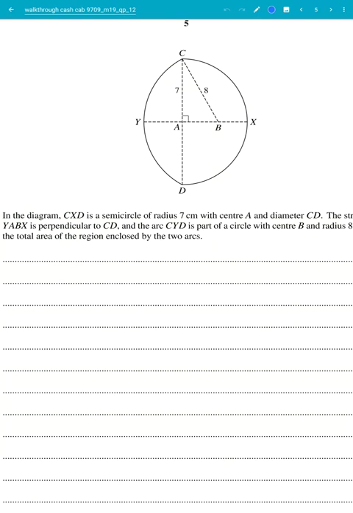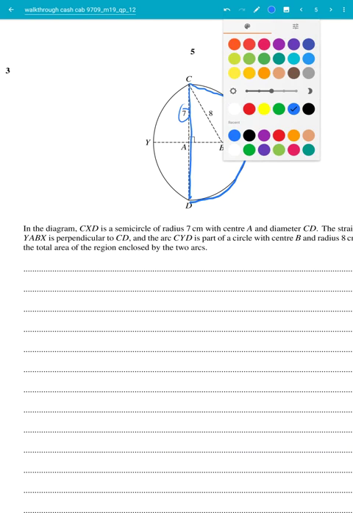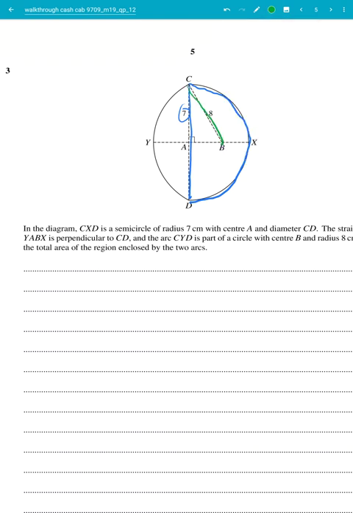So what this one is asking for is, it's telling us that this semicircle has the radius of 7. It's telling us this sector has the radius of 8. So what you have to do is you're going to find the area of this, subtract out the triangle, and then add in the area of that. Now visually that's not the best way, but it's going to look like this.